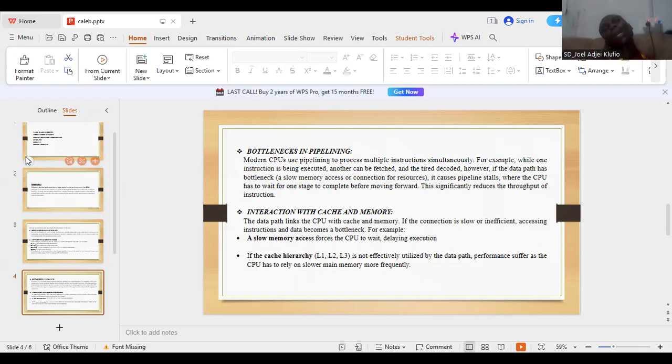Normally, when the CPU is fetching data, it fetches the data from the registers, because fetching data from the RAM takes a longer period, which will delay the execution. So the CPU normally goes with the registers. Secondly, if the cache hierarchy, L1, L2, L3, is not effectively utilized by the data bus, performance suffers as the CPU has to rely on slower main memory more frequently.